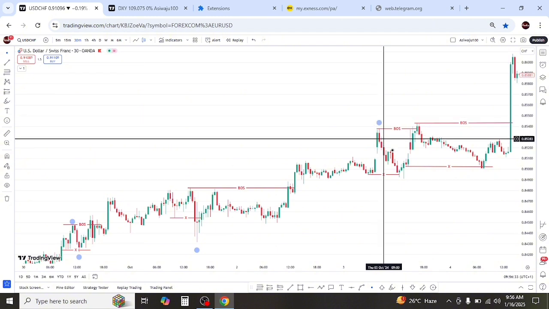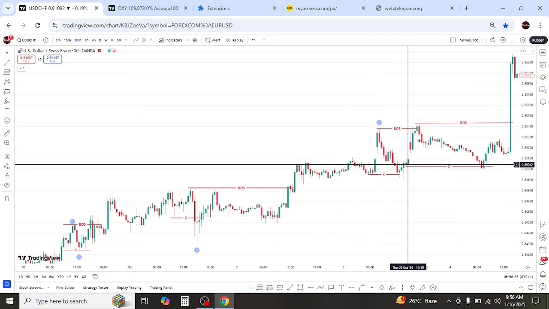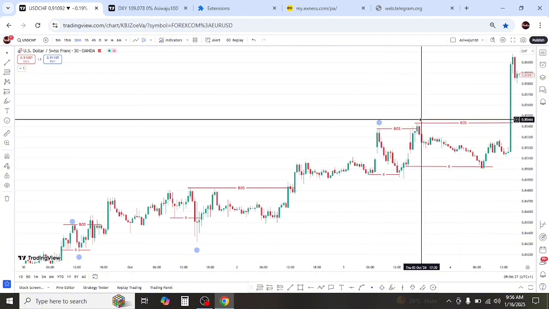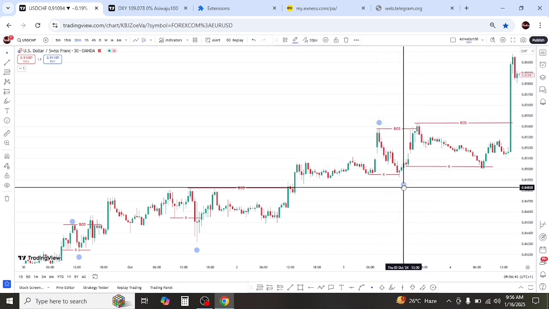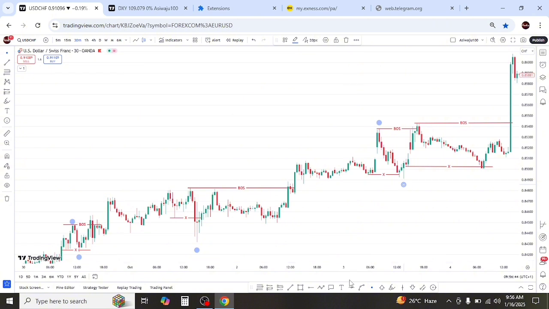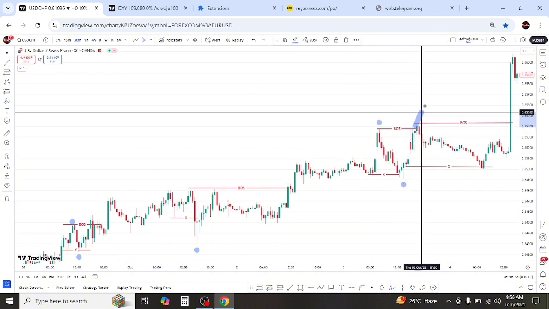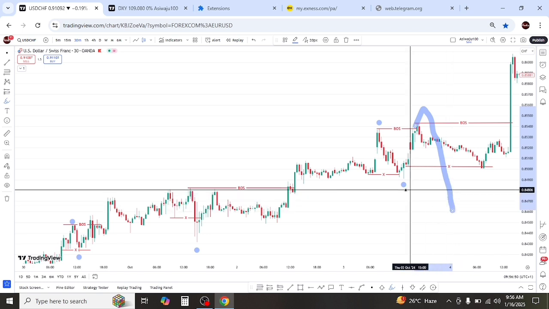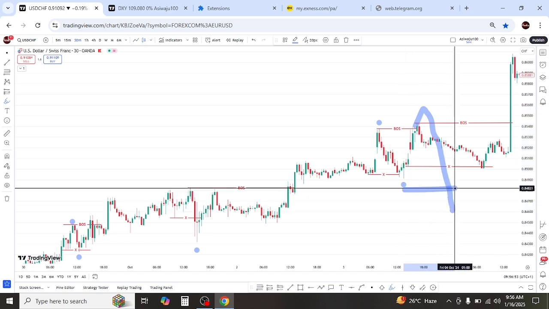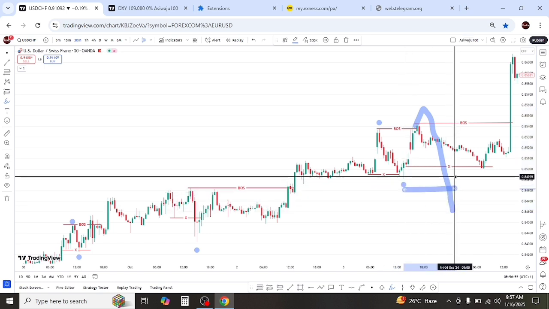Now, what happened? Price continued to the upside to break this high. So after price breaks this high, this low becomes what? This low becomes our major low. So if price retraces from this point, let's say after we have a break of structure here, to break this low, then we have a valid change of character. But if not, we are still in an upward trend.